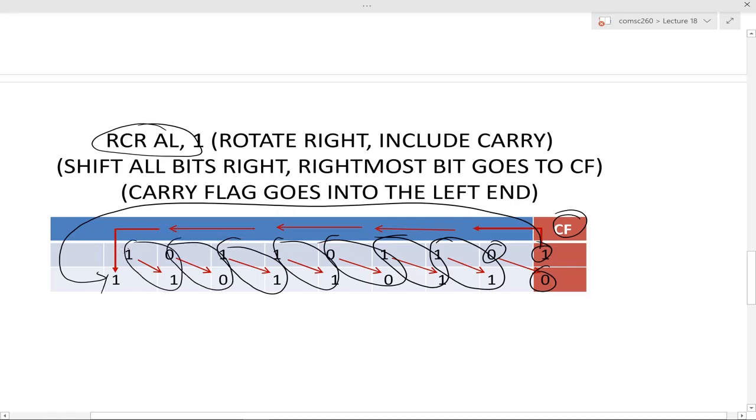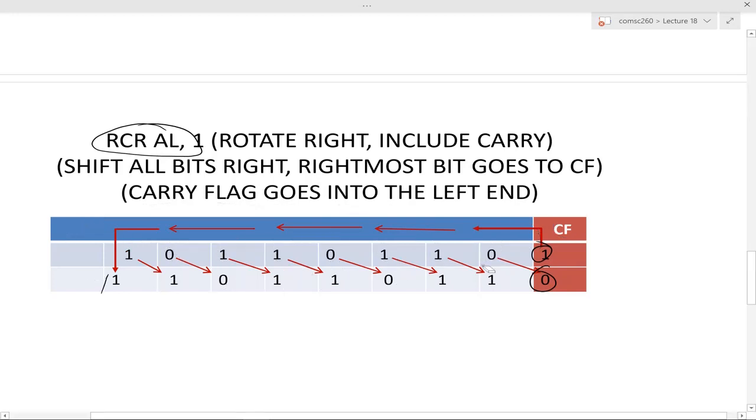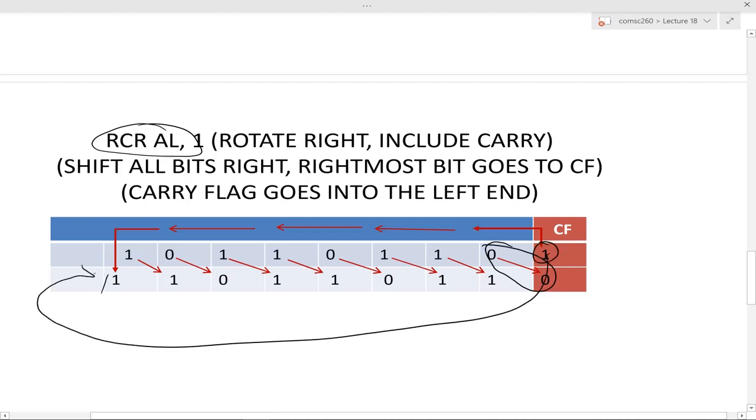So once again, rotate through carry right involves the carry flag in the rotation. Once again, the rightmost bit goes into the carry flag, and the carry flag comes in the left end.